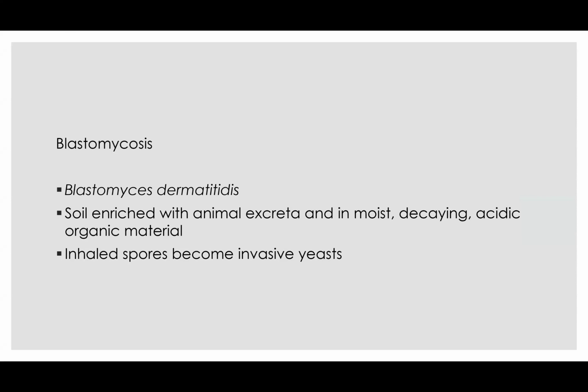Okay, so the next infection is blastomycosis. This is a pulmonary disease caused by inhaling spores of the dimorphic fungus Blastomyces dermatitidis. And occasionally the fungi spread hematogenously, causing extrapulmonary disease. Blastomyces grows as a mold at ambient temperature in the soil, usually soil that's enriched with animal excreta and in moist, decaying, acidic organic material, often found near rivers or riverbeds. In the lungs, the inhaled spores convert into these large invasive yeasts, which form characteristic broad-based buds.